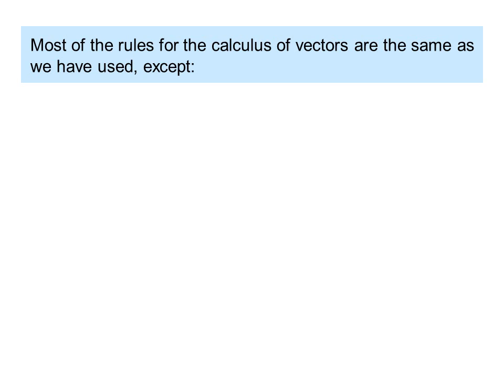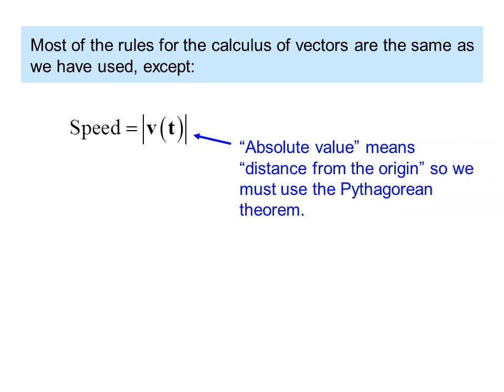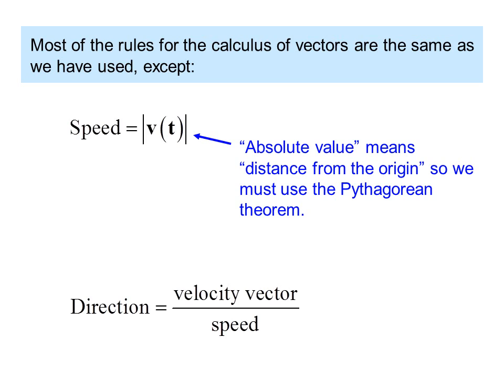Most of the rules for calculus of vectors are the same as we have used previously, except speed is the absolute value of velocity, but in this case, absolute value means distance from the origin, so we must use the Pythagorean theorem. We can't just drop a negative sign. Direction is equal to the velocity vector divided by the speed, or v of t over the magnitude of v of t.